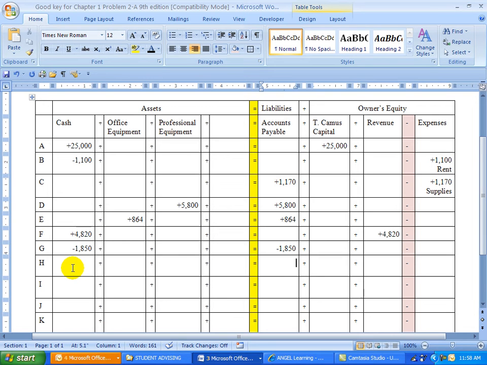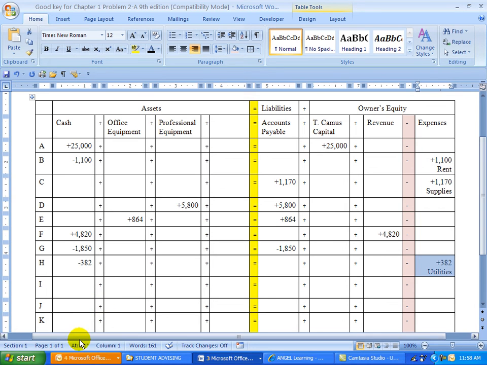Looking at letter H, we received and paid the bill for utilities, and we wrote a check. Again, when you write a check in letter H, our cash is going to go down by that amount. And we spent it for utilities, and utilities is an expense, and anytime you record an expense, it's going to go up, so a plus. But what's going to happen to this column? This whole column is subtracted from the right side of the equation. So we're in balance.